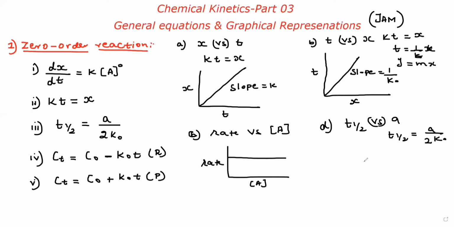This also is in y equal to mx form, right? This y, m and x. Y is equal to t of x equal to a. What is k? Nothing but what is slope? 1 by 2k naught. Yes or no? But this is t of this is a. What is slope here? Slope is equal to 1 by 2k naught. Okay.